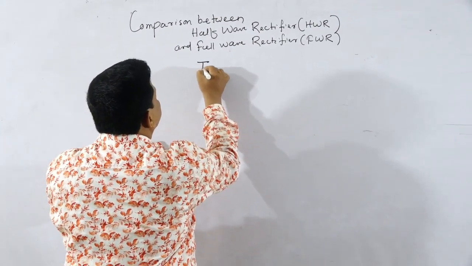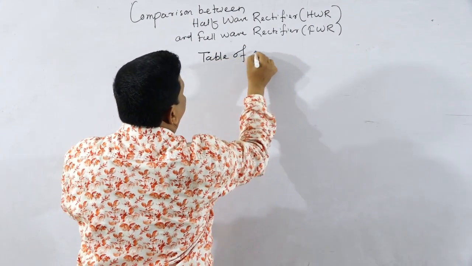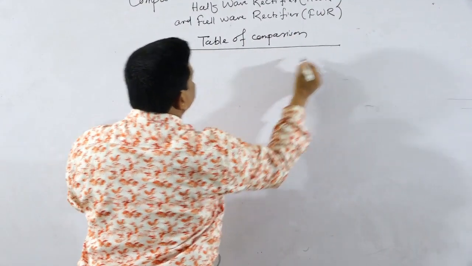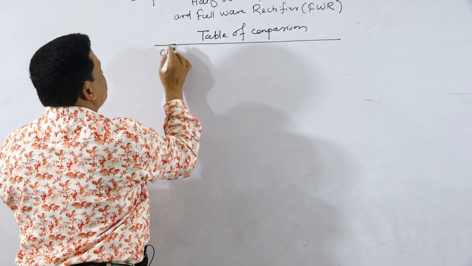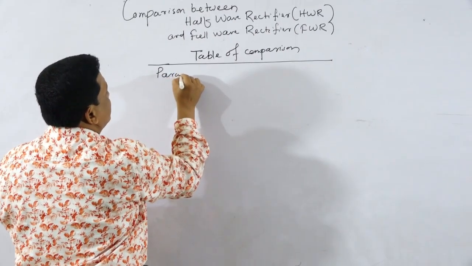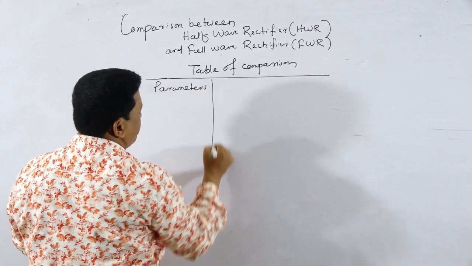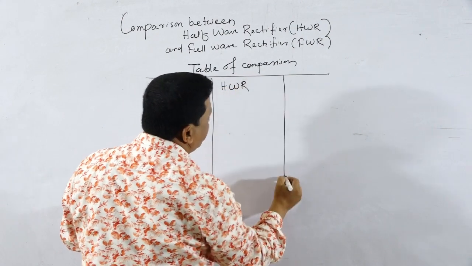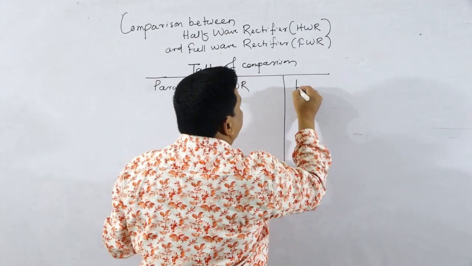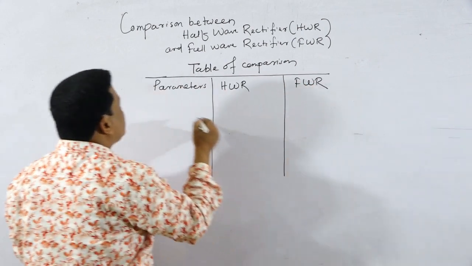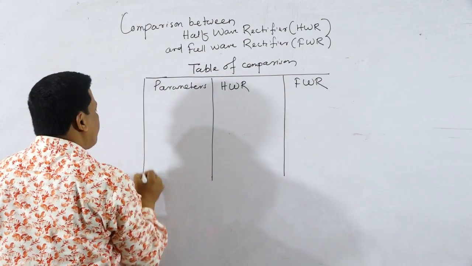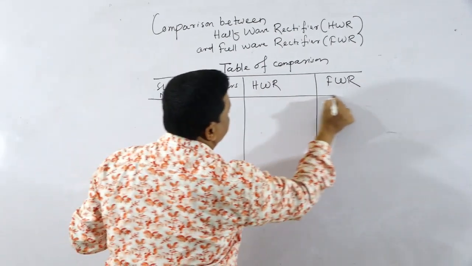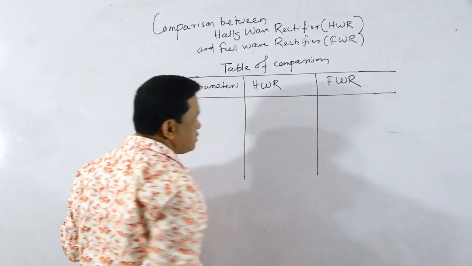Table of comparison, you can take a table like this. First of all, parameters. HWR means half wave rectifier and FWR means full wave rectifier. I can add one more column, that is serial number. Okay, you can plot a table like this.